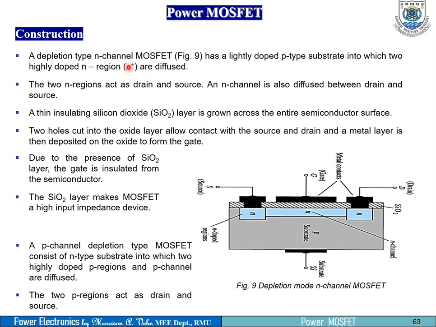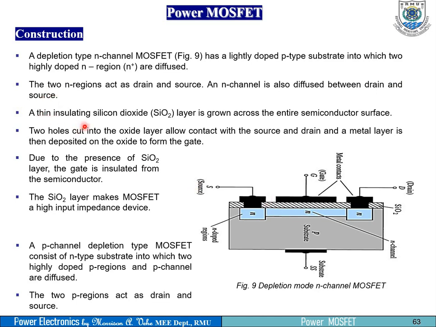This doped material is actually diffused into the substrate, so you use a diffusion process, like we have here. The two N regions act as drain and source. So you can see this N region and then another N region, and we treat them as drain and source. Going forward we will understand what all these things are. An N channel is also diffused between the drain and the source. So like you can see, that's an N channel.